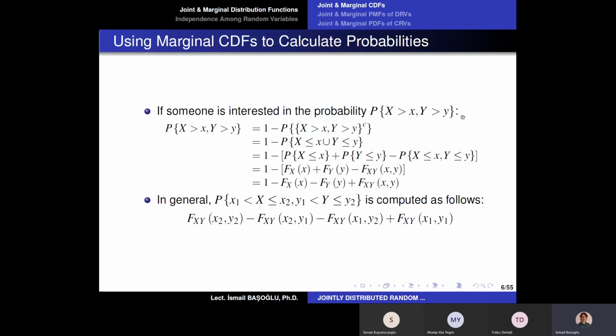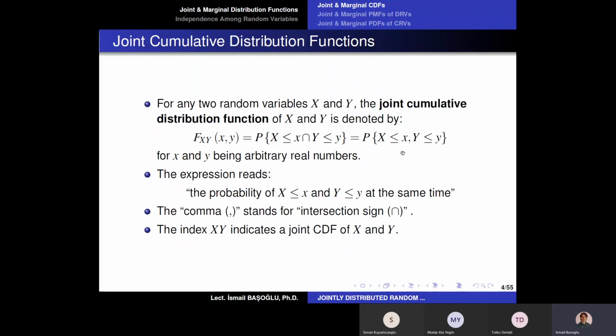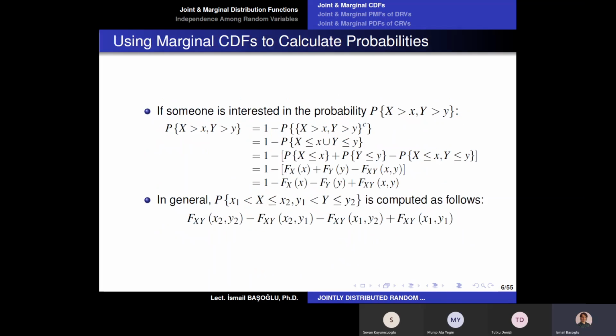And how do we calculate it? Now, if they were both less than or equal to, then we could have calculated it by using the joint CDF at x and y values, and we could have calculated that probability easily. However, they are both greater than probabilities. And how do we compute such a probability?